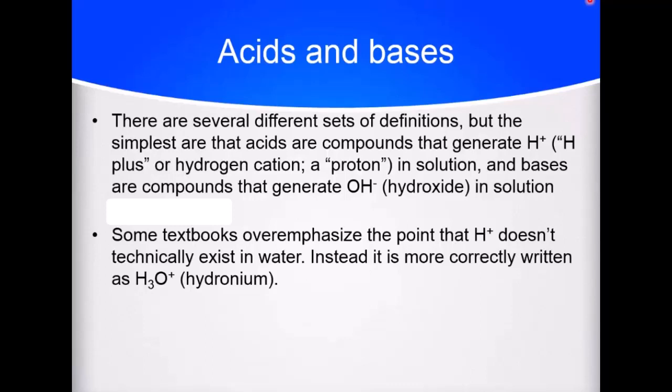Some textbooks do overemphasize the point that H plus doesn't really exist in water. It exists as H plus plus H2O, aka H3O plus, the hydronium cation. Certainly when I took chemistry, they didn't bother mentioning this. It was just H plus in water, and that was fine. And I think for us, that's totally fine too. But if you see H3O plus written, just realize that's an H plus in water, expressed as the more realistic, more true to reality form of that cation.